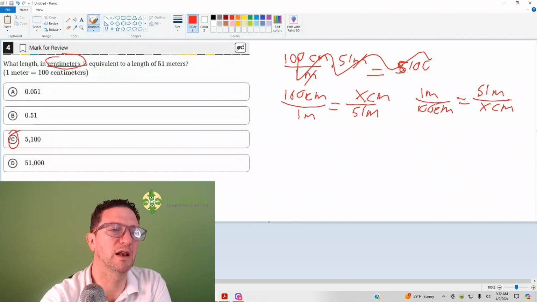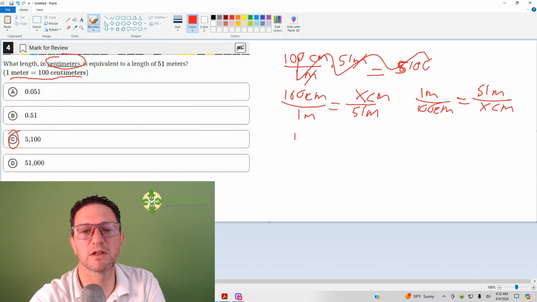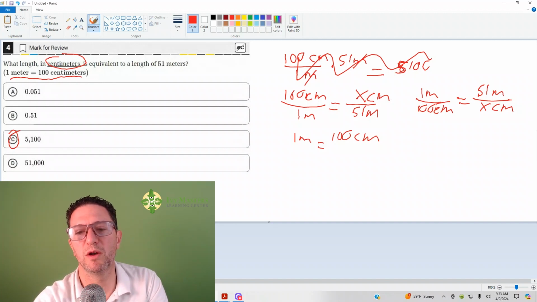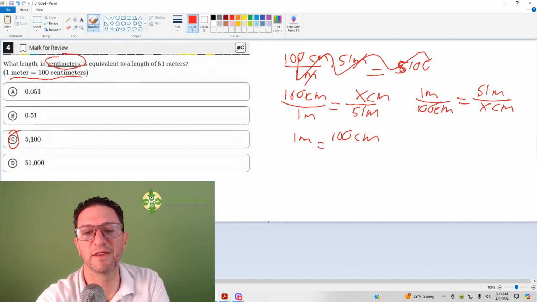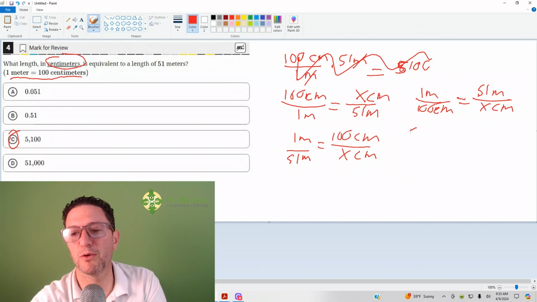How else could you set it up? Notice over here it says 1 meter equals 100 centimeters. You could set it up like 1 meter equals 100 centimeters. And now where do I put my 51 meters? Well, now meters is on the left, so I could put it over 51 meters and then 100 centimeters over X centimeters. Or I could take that same proportion and flip it upside down: 51 meters over 1 meter equals X centimeters over 100 centimeters.